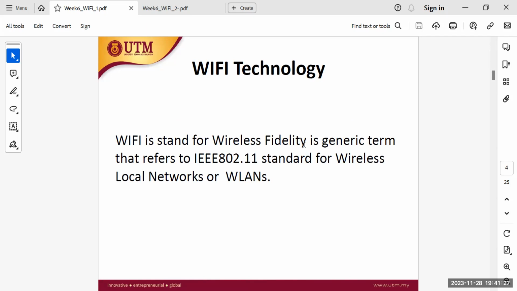Wi-Fi stands for wireless fidelity, and it is a generic term that refers to IEEE 802.11 standard for wireless local networks or wireless LANs. So some of you may be thinking, what is this IEEE 802.11? We know very well that the corresponding standards of communication are being set by International Telecommunication Union. And similarly, IEEE is the organization that looks after a number of standards that are related to electrical and electronic engineering. So you can just think of this as a standard that has this number, and this number is basically assigned to Wi-Fi in a broader perspective, right? So IEEE 802.11 standard is basically for wireless local networks, right?